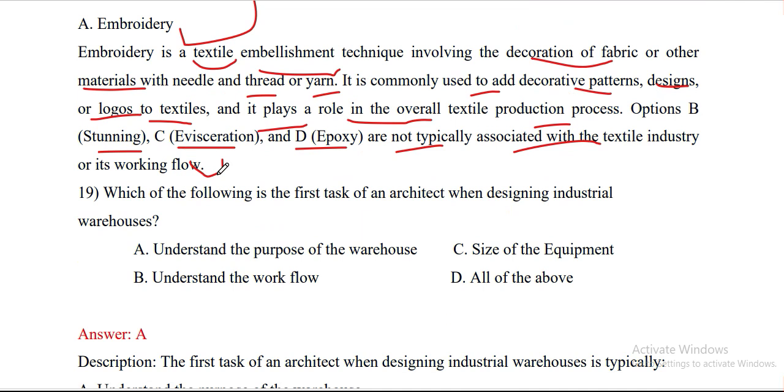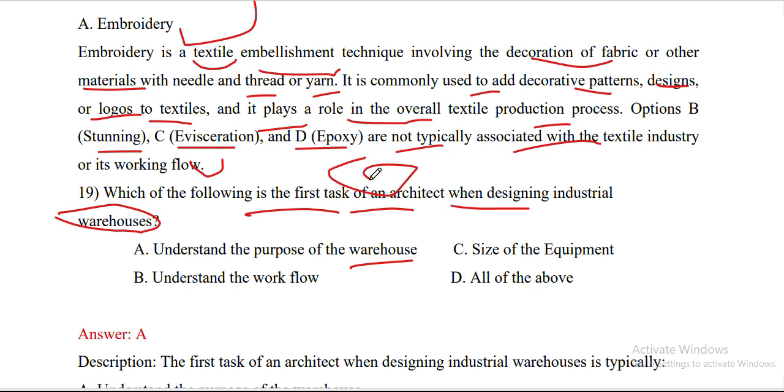Next question, question 19. Which of the following is the first task of an architect when designing an industrial warehouse? A. Understand the purpose of the warehouse, B. Understand the workflow, C. Size of the equipment, D. All. The best answer for this one is A.